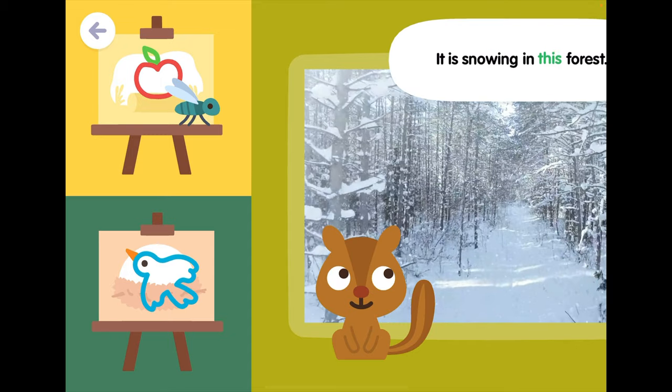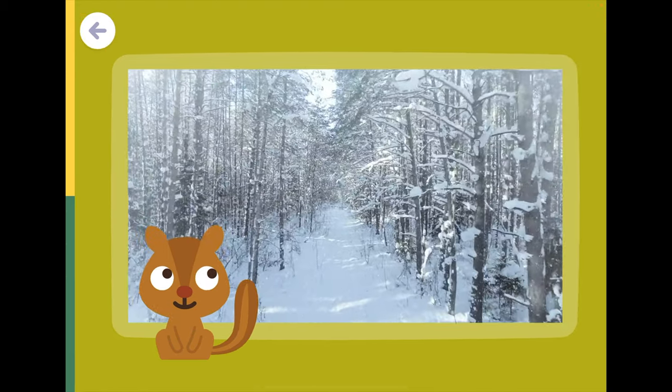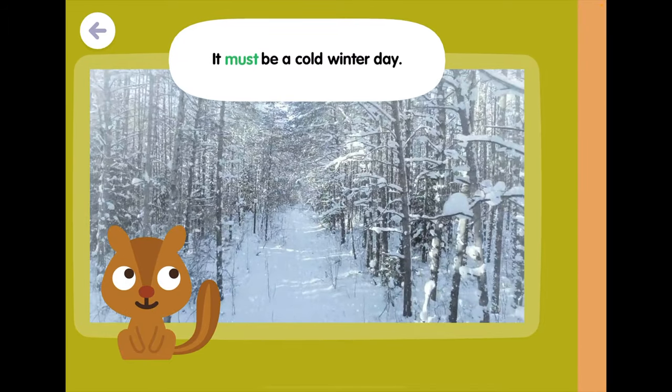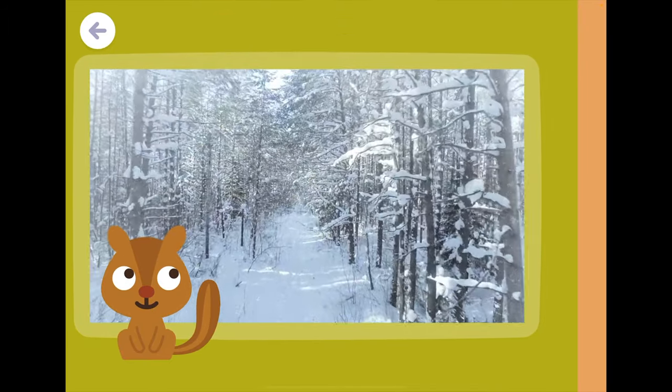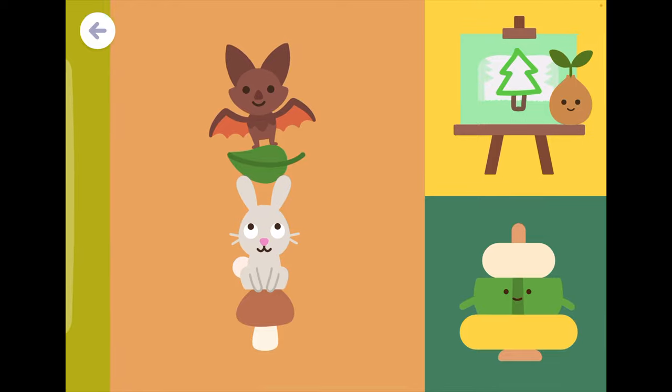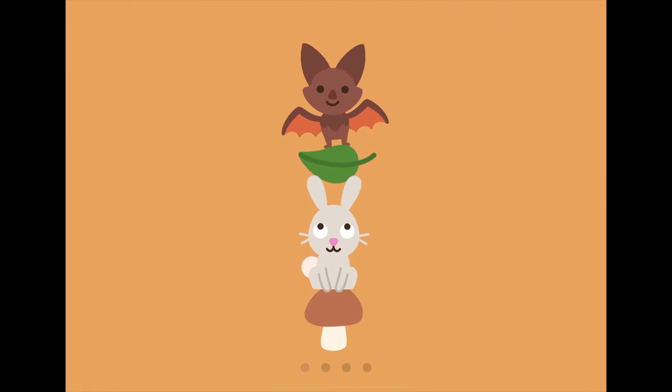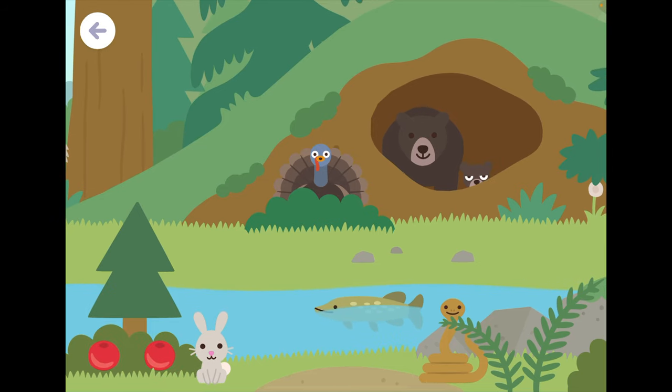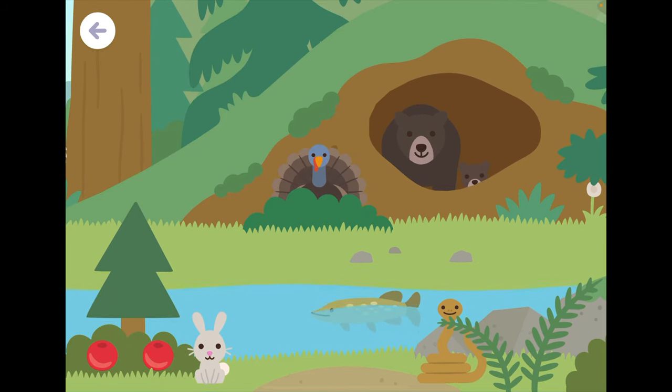It is snowing in this forest. It must be a cold winter day. What in the world is going on here? What? What is going on? That bunny does not look happy. But he looks happy over there.